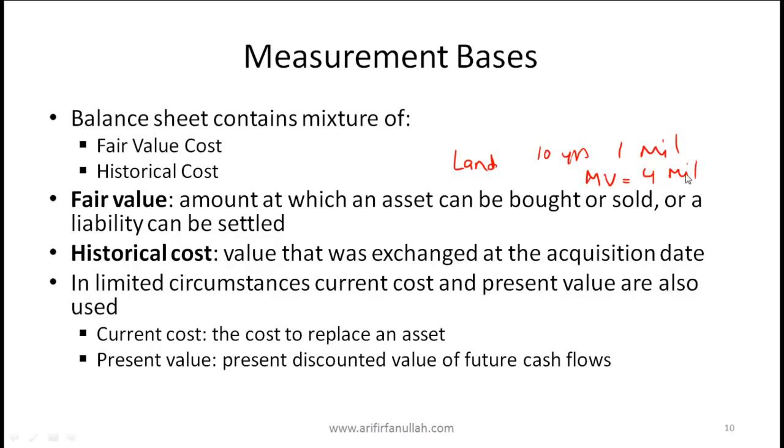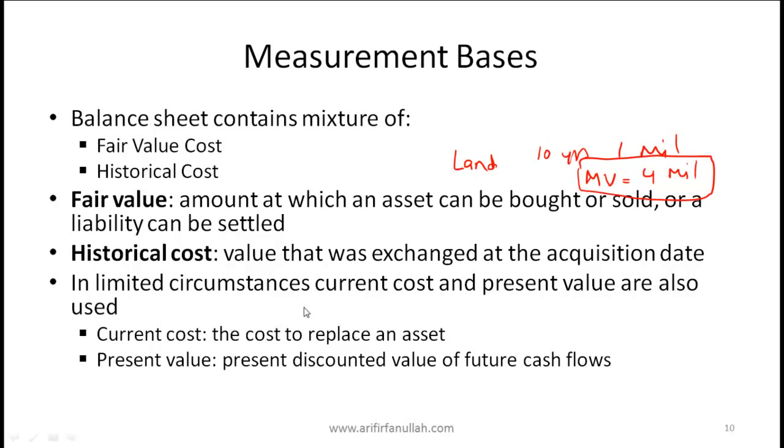If you were to buy that land or sell that land today, it would go for 4 million. So if we say that land is being shown on the balance sheet at fair value, it means that we are showing land at 4 million. If we say that the asset is being shown at historical cost, then that implies that we are showing it at the cost at which it was purchased. So historical cost is the value that was exchanged at the acquisition date.